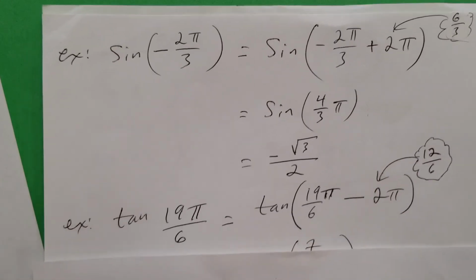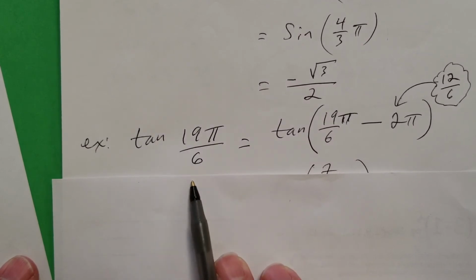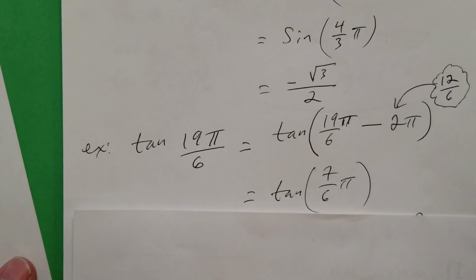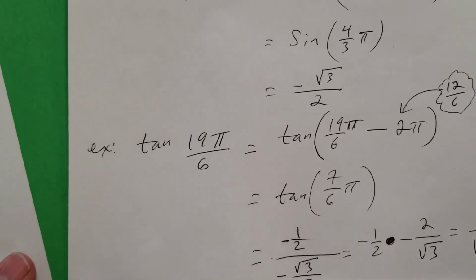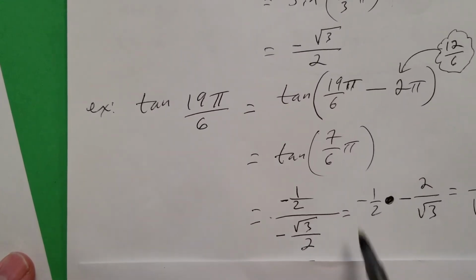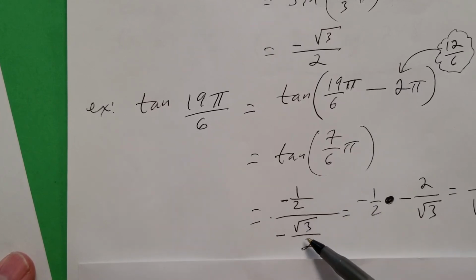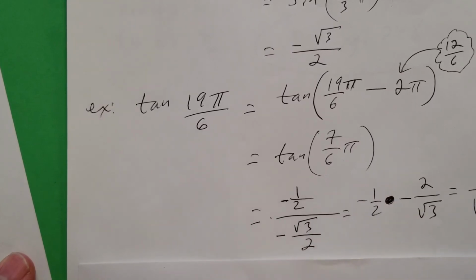Another example, 19 pi over 6. Well, that's way over a circle. So if I take away a circle, it's 7/6 pi. And I know 7/6 pi is the 30-60 triangle, right? So it's negative 1/2 over square root 3 over 2, and you do the math, and it comes out to 1 over negative square root 3.